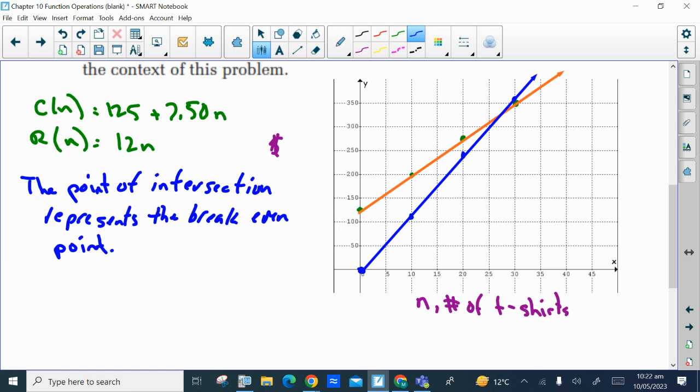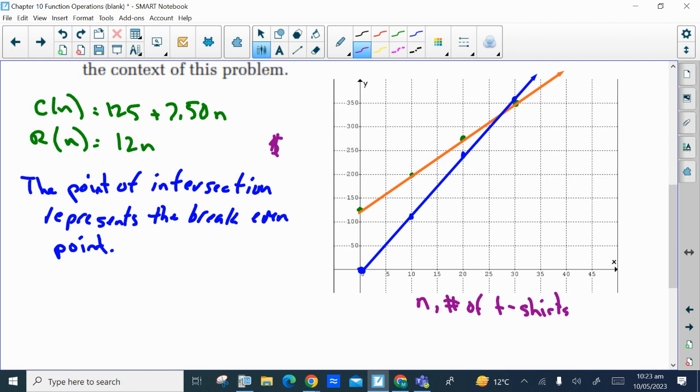That's what the point of intersection represents. And it doesn't ask us to find out what that is, but we could definitely do it using a calculator. Put the two equations in there, find the point of intersection. But it actually doesn't ask us to do that.